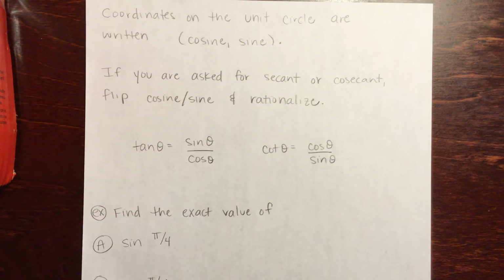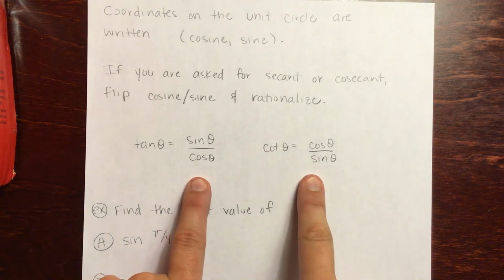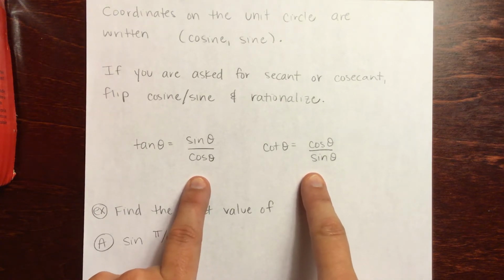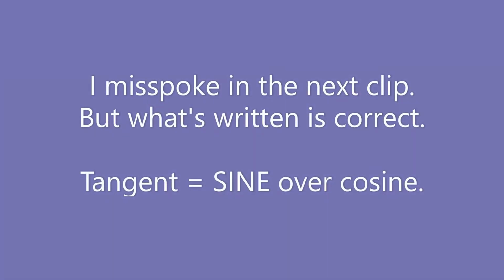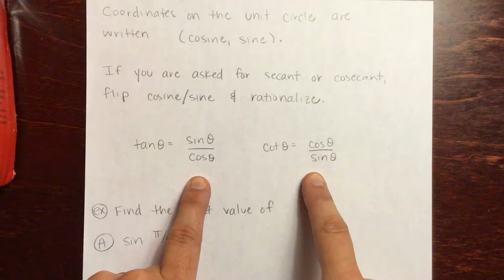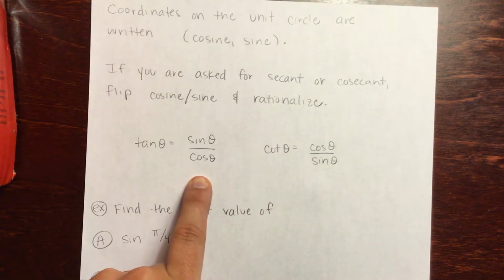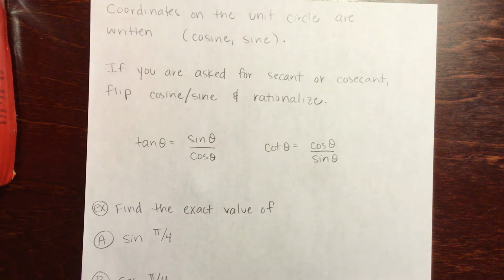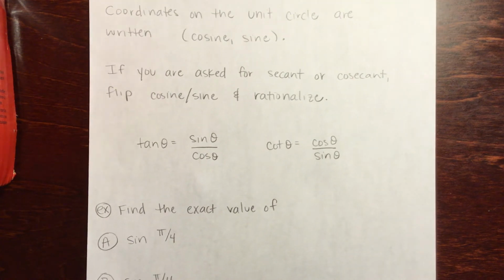If I ask you for secant or cosecant, you'll just need to flip your cosine and sine fractions and rationalize them. And if you're asked for tangent or cotangent, you're going to need to use these identities here. We will use these identities a lot in class, so hopefully with all the practice we have today, you will have them memorized. Tangent theta is sine theta over cosine theta, and cotangent is, remember you can flip your fraction, cosine theta over sine theta. So keep all of that in mind along with your unit circle as we work through these next million examples.